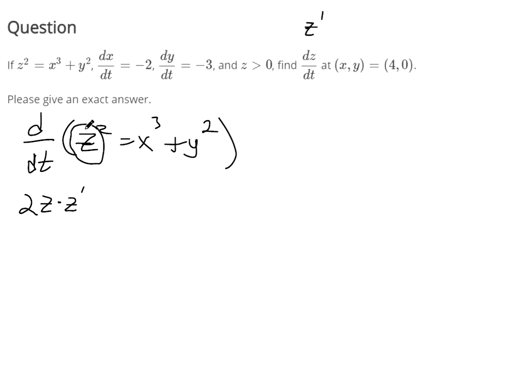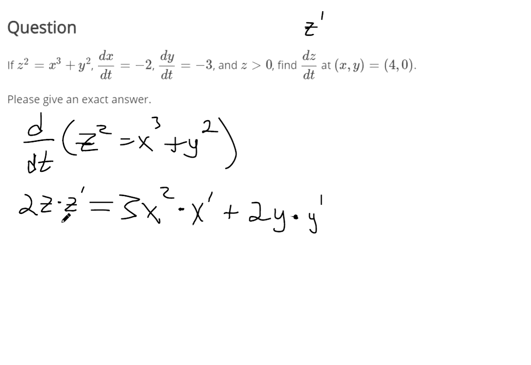Okay? So let me say that again. If you're doing d over dz of this, the derivative would be 2z. But since we're doing d over dt, a derivative with respect to time, we don't know what z is as a function of time. So we have to use implicit differentiation. We write it as z prime. Same thing over here. When you take this derivative with respect to time, it's 3x squared times x prime. And then here, the derivative of y squared with respect to time is 2y times y prime.